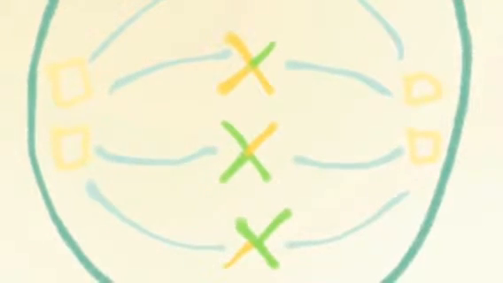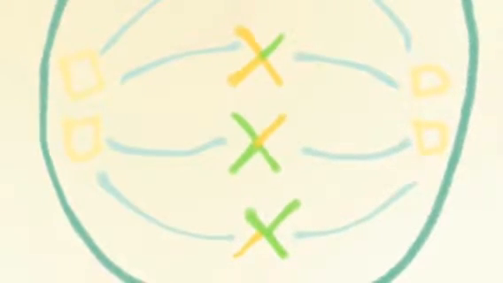In this phase, the centrioles are at opposite poles of the cell. The pairs of homologous chromosomes become arranged on a plane equidistant from the poles.